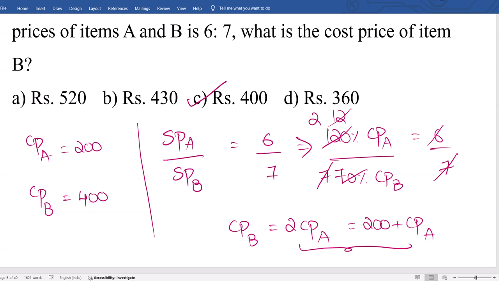Selling prices are 6/7. Selling price is linked with cost price. Why 120%, sir? A sold it for a 20% gain. B sold it for a 30% loss. Okay, then I got the relation: CPB is twice CPA. We know CPB is more than CPA. How much more? 200. If you compare, CPA equals 200. They're asking the cost price of B. B will be 400, A will be 200.